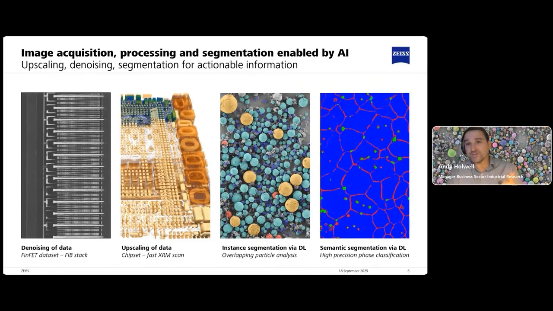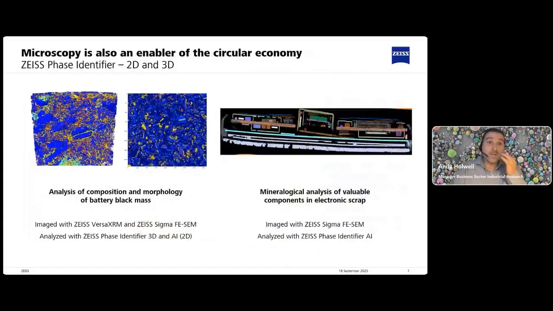In this case, this is a ceramic with pores and grain boundaries, 2 of our 4 disciplines. Here we've been able to analyze the grain boundaries and therefore the grain size, but also quantify the porosity in this particular ceramic sample. So instance segmentation is individual objects, semantic is phase classification and percentages.